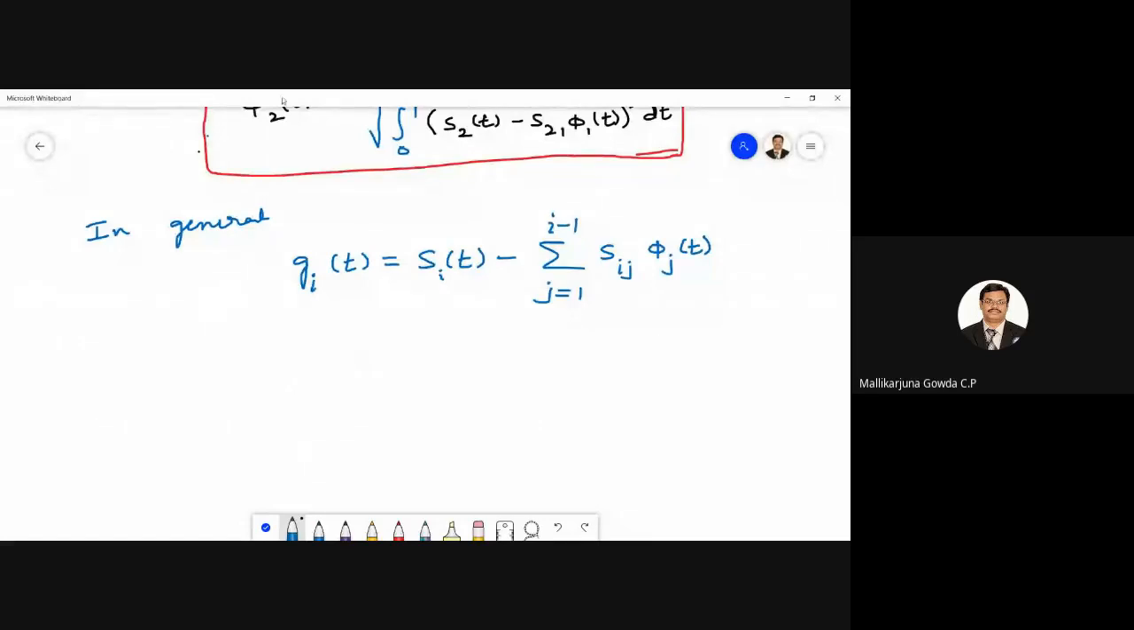Okay, so I hope we'll be able to understand this, right? You can substitute. If I say i is equal to 2, what do I get? g2 of t is equal to s2 of t minus, since i is 2, 2 minus 1 is 1, which means the value of j varies from 1 to 1. That is S21 phi 1 of t, I can write, right?